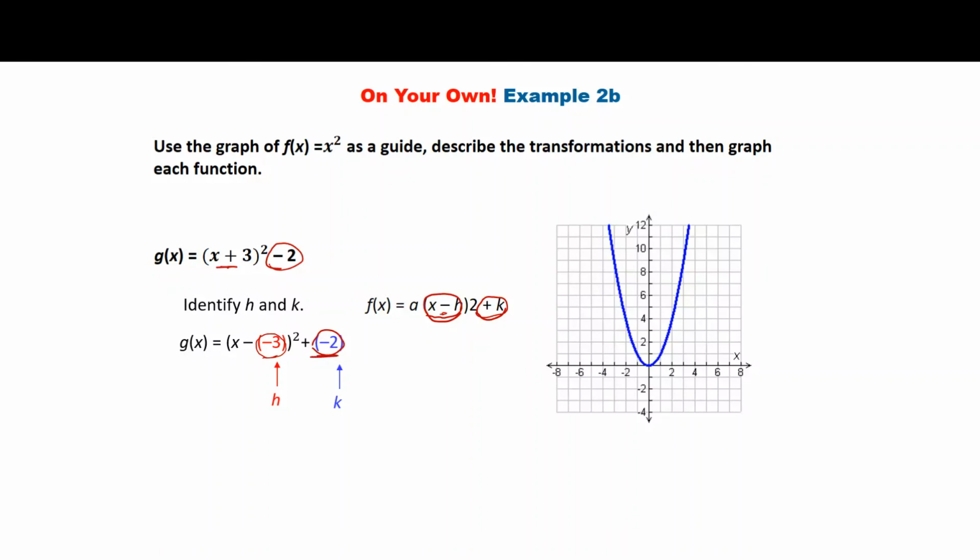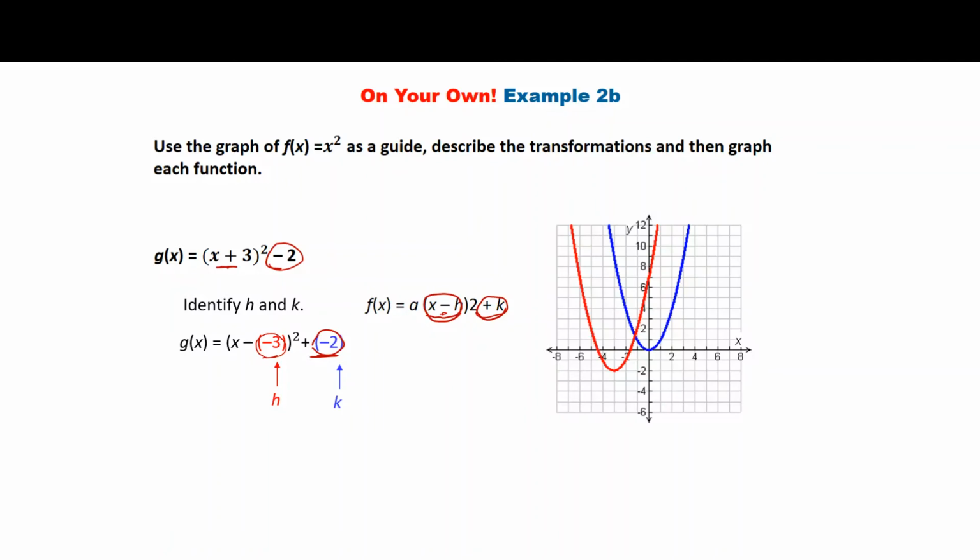So let's go ahead and do that real quick. We'll go ahead and graph it. And so you can see that I went over 3, 1, 2, 3, and down 2. So here's where my vertex is. It was over 3, down 2.